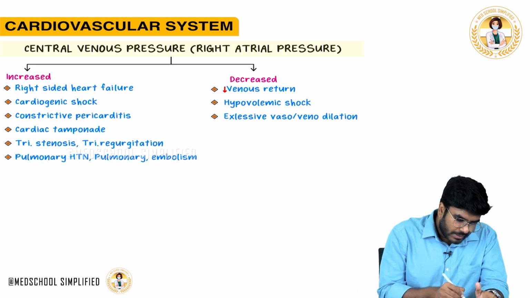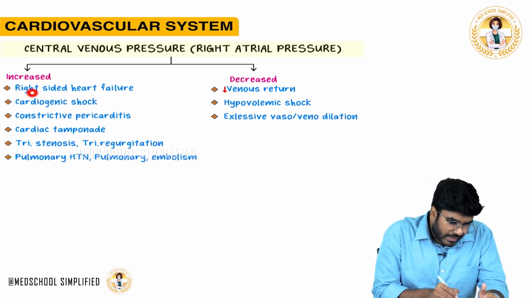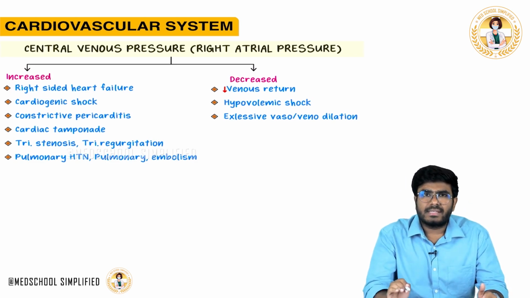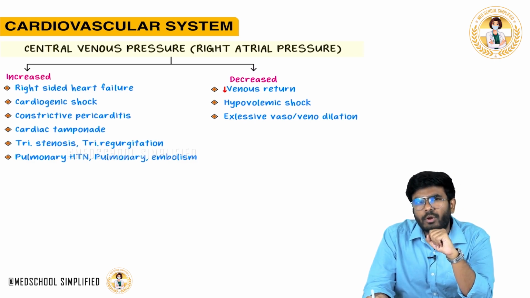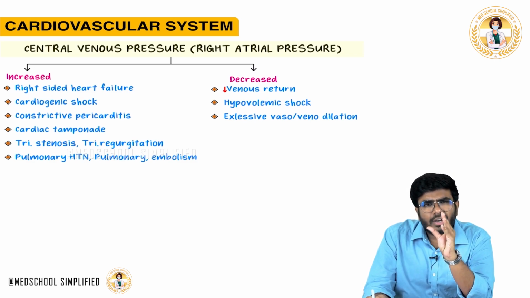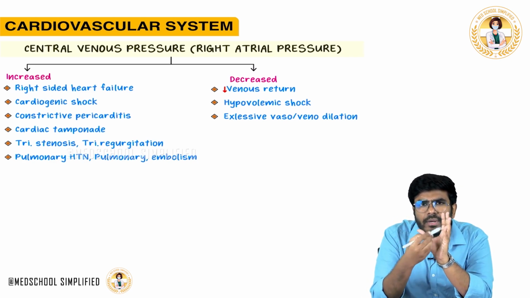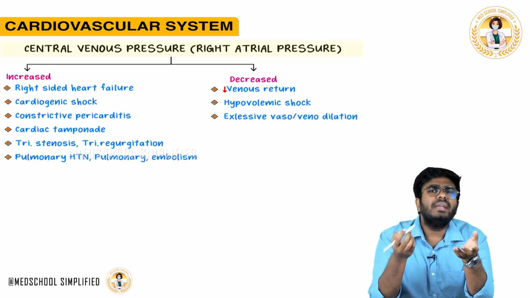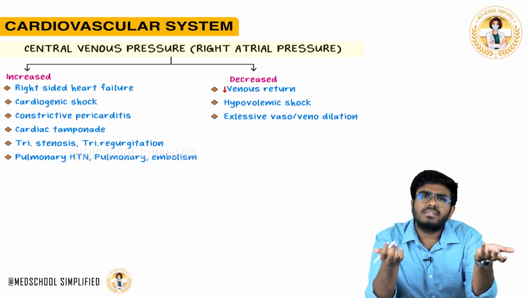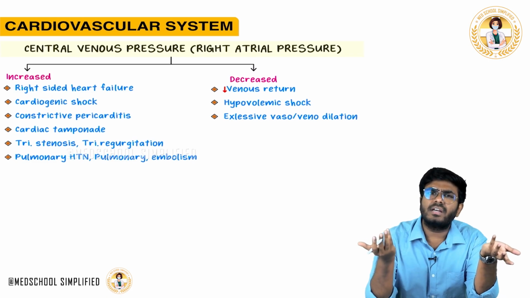For example, the central venous pressure is increased in which conditions? In conditions like right-sided heart failure. Think logically guys, whenever there is right-sided heart failure, the right side of the heart is not contracting properly. What happens? Blood is not going to the pulmonary trunk, so blood is accumulating in the right ventricle. All the blood will generate a back pressure, so right atrial pressure increases. When right atrial pressure increases, automatically central venous pressure increases. So central venous pressure is more in right-sided heart failure.